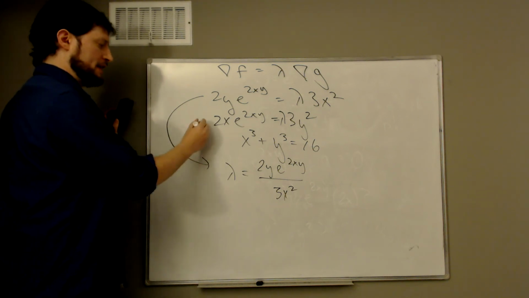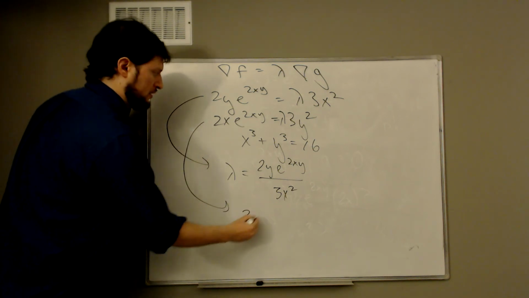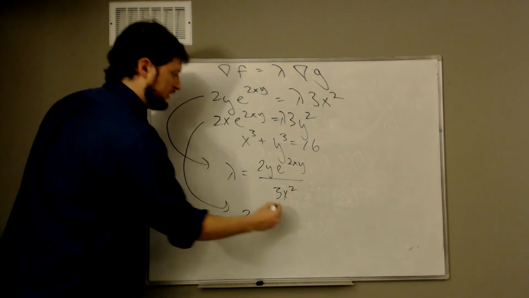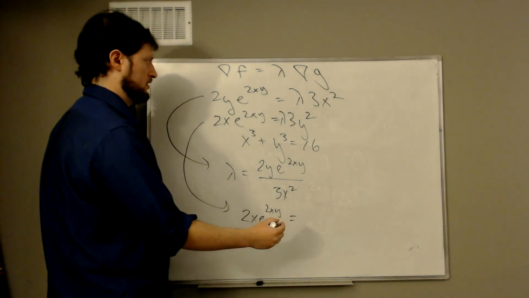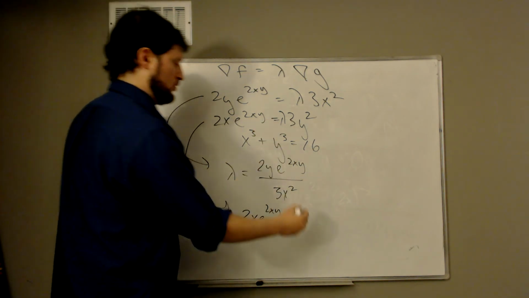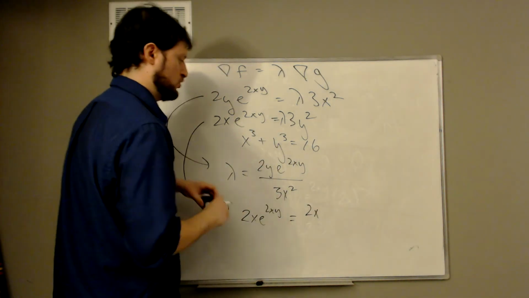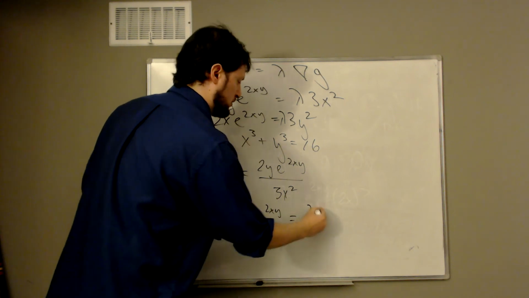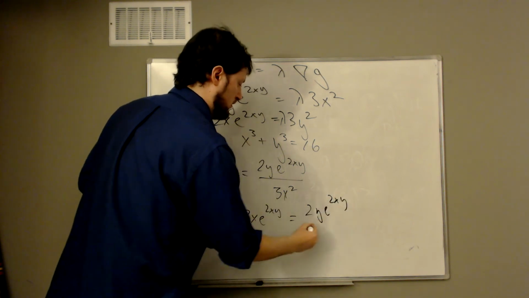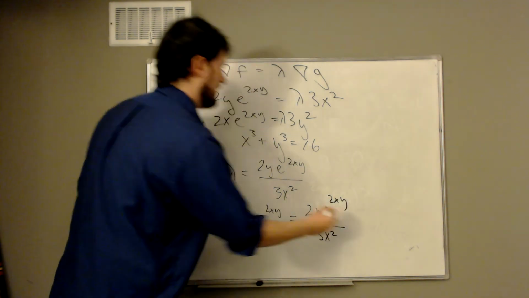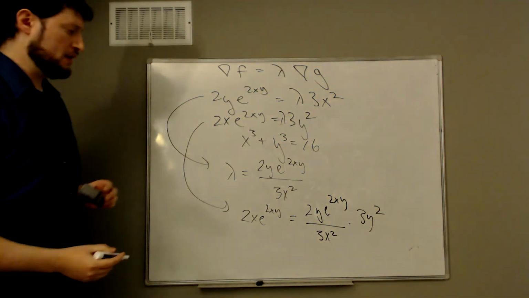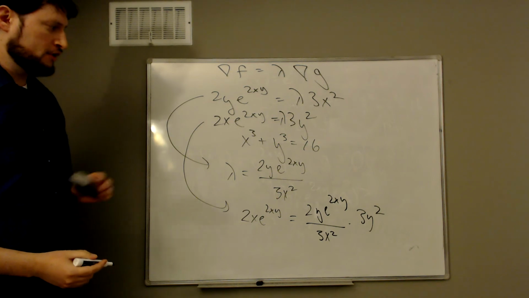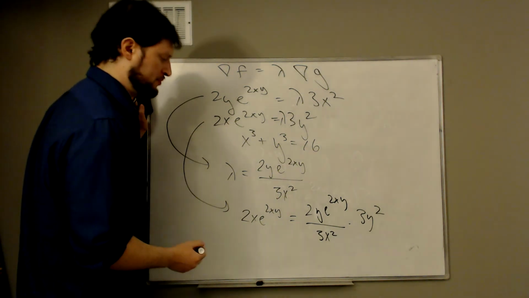If I plug it back into that second equation, it becomes 2x e to the 2xy is lambda, which is 2y e to the 2xy over 3x squared, that's lambda times 3y squared. That's my second equation. So already we can see some nice stuff is happening.